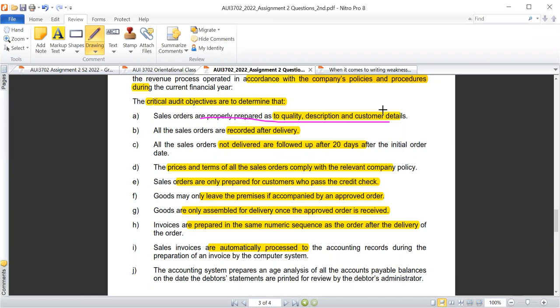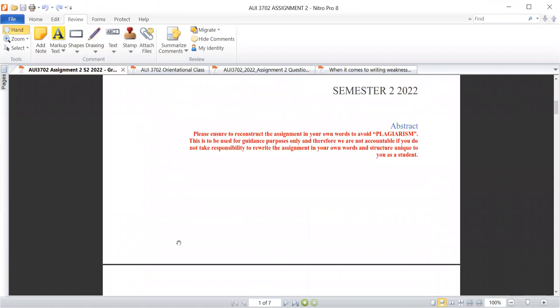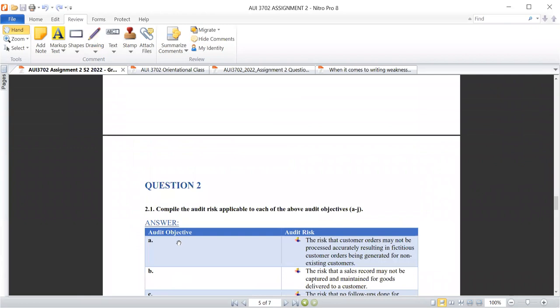So the risk here is that sales orders may not be processed accurately without a reflection of quality, description, and the customer details. Actually, they wanted to say quantity there. It's supposed to be quantity, not quality, by the way. So let me show you just a quick risk description that I've given for that specific audit objective.